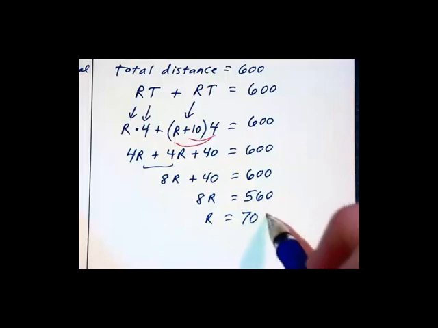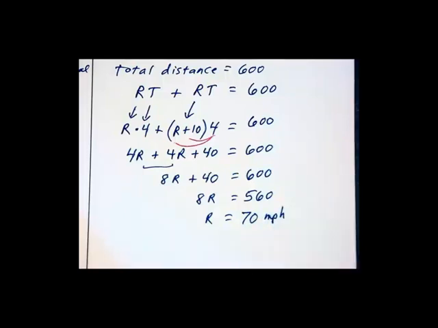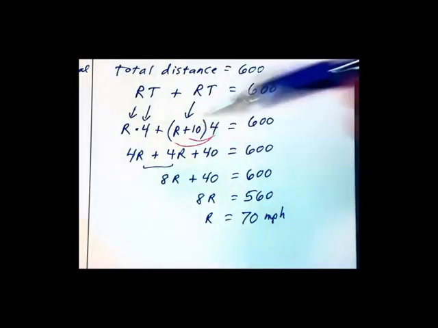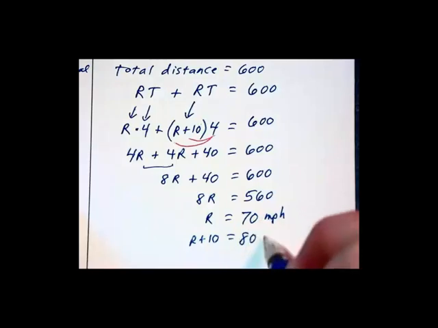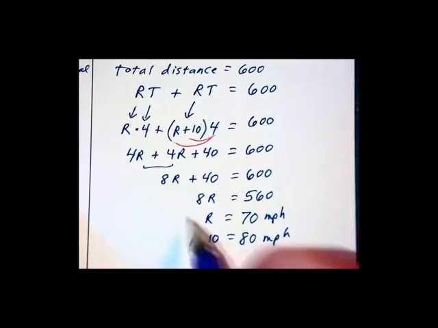The units are miles per hour, so that's one of our cars. And the other car we said was traveling at R plus 10. So the other car's speed is 80 miles per hour. That's not that hard, is it?